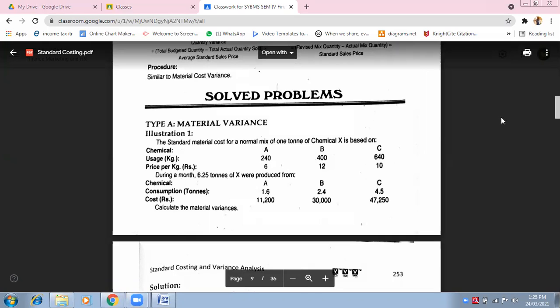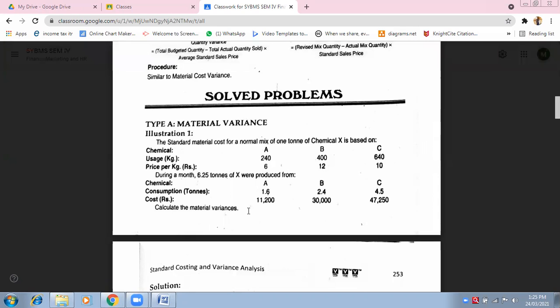So how much would it be for 1.6 tons? It would be 1.6 into 1000. That means 1600. We need to multiply 1000 into 1.6. So let's see what answer we get: 1600. And the cost is given as 11,200. Cost, we don't need cost. We want price per kg. We want price per unit.